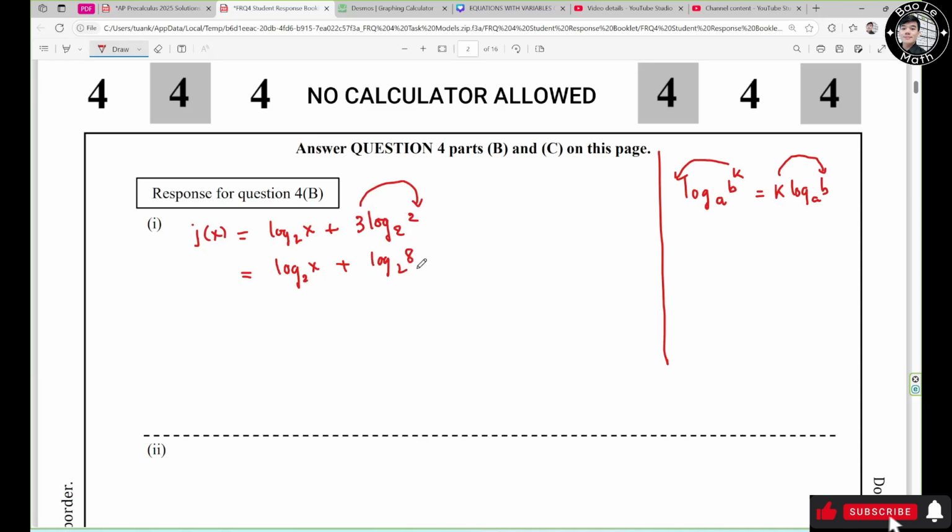Now, since these have the same base, I have the formula log base a of b plus log base a of c equals log base a of b times c. So the answer must be log base 2 of 8 times s, and this is the final answer.